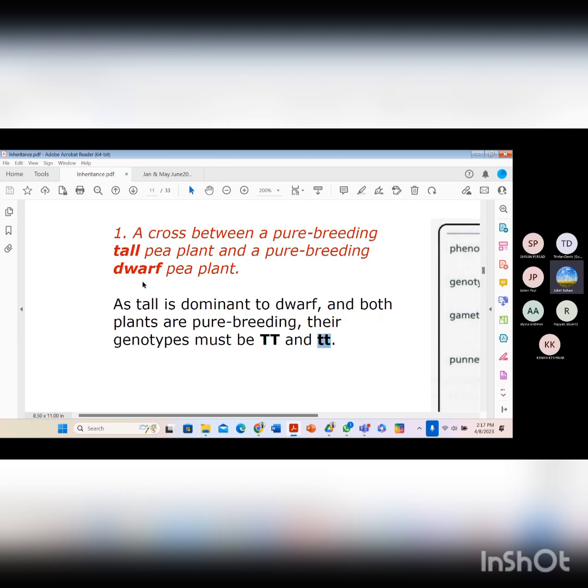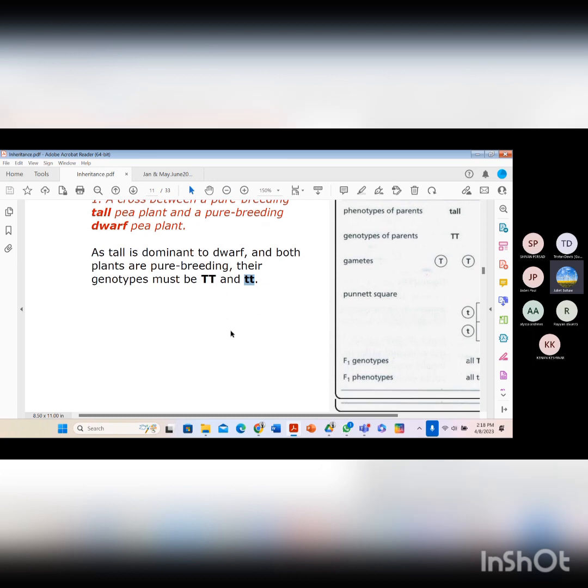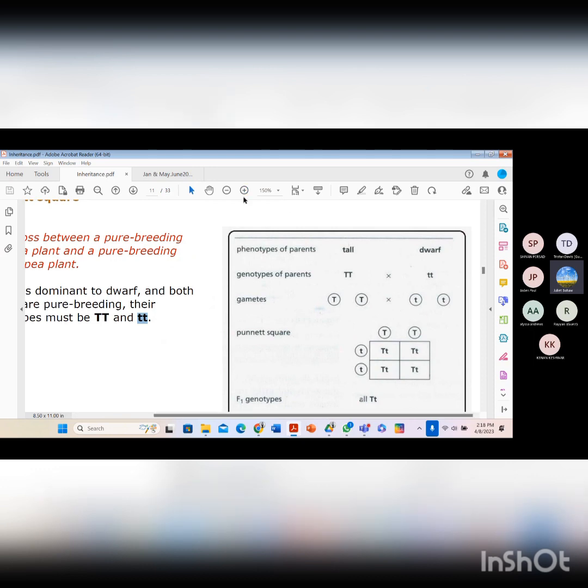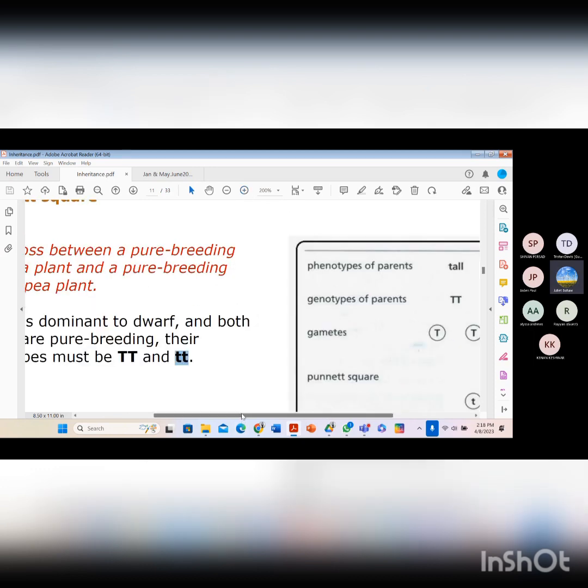Now, this has nothing to do with incomplete dominance. It's a different kind of question here. So if you were to have a Punnett square showing a cross between these two, this is what you'll have.